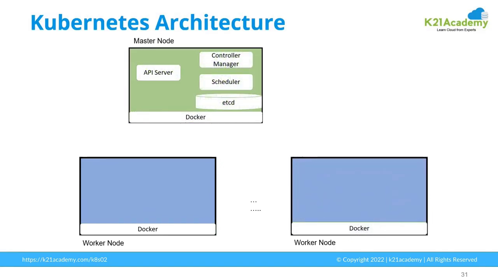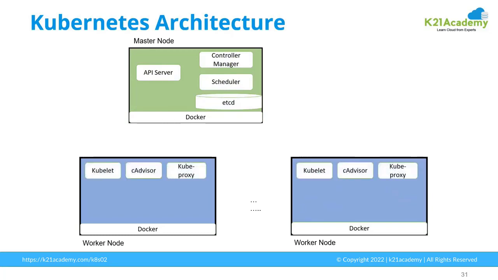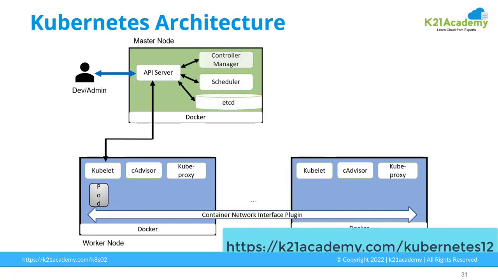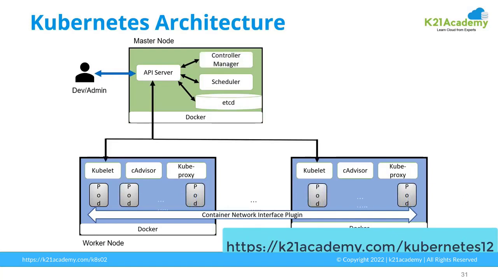And in this master node, you have the API server, controller manager, scheduler, etcd, and then different processes in worker nodes like kubelet, cadvisor, kubeproxy, and a common network interface so that the worker nodes can talk to each other, and how this communication happens and what are the uses of these different components within Kubernetes architecture. I've covered this architecture in one of the previous episodes, which is available at K21Academy.com/Kubernetes 12. We'll also look at the uses of all these components.